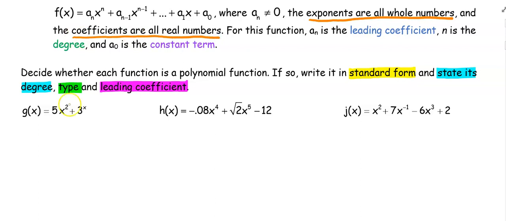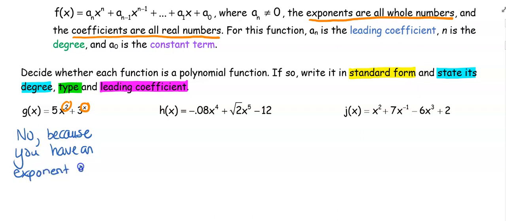Those are the things that we need to look at. So I look, here's my exponent of 2, here's my exponent of x. So this is going to be a no because you have an exponent of x, which is not a whole number.